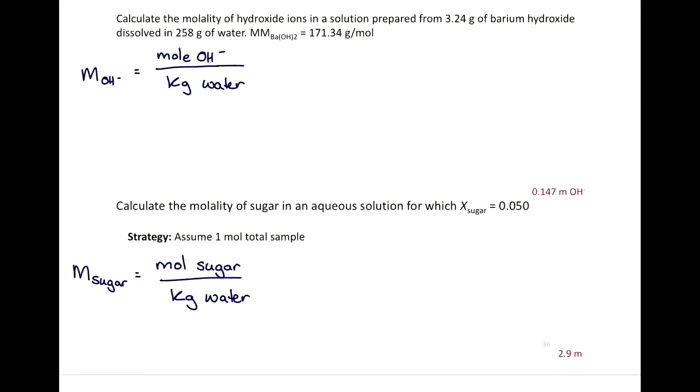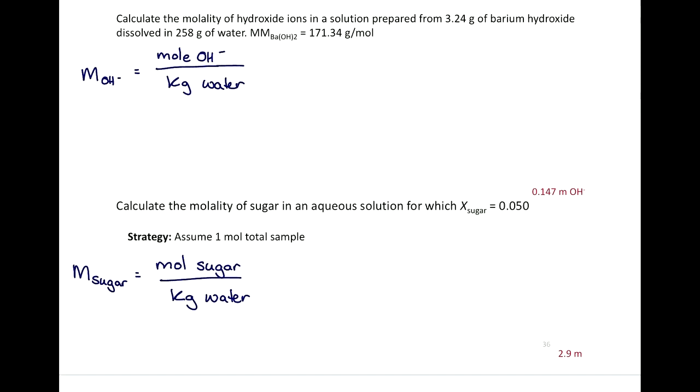All right, let's calculate the molality of hydroxide ions dissolved in a solution where we combine 3.24 grams of barium hydroxide and we dissolve it in 258 grams of water. So I have it up here for you, the unit of molality. In this case, if we want molality of hydroxide ions, we need to figure out how many moles of hydroxide do we have and divide it by kilograms of water.